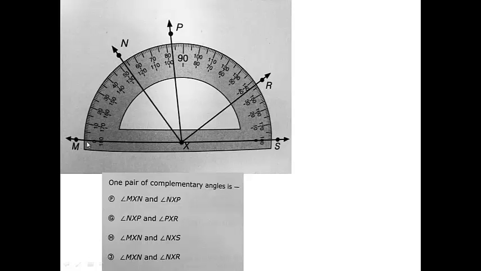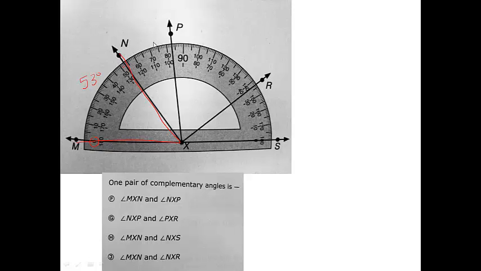Now, if I'm starting here and I'm going up, if I start at 0 and I want the measure of this angle right here, what does that land on? Well, if you look really close, it's 50, 51, 52. This measures 53 degrees. So this angle right here is 53 degrees.